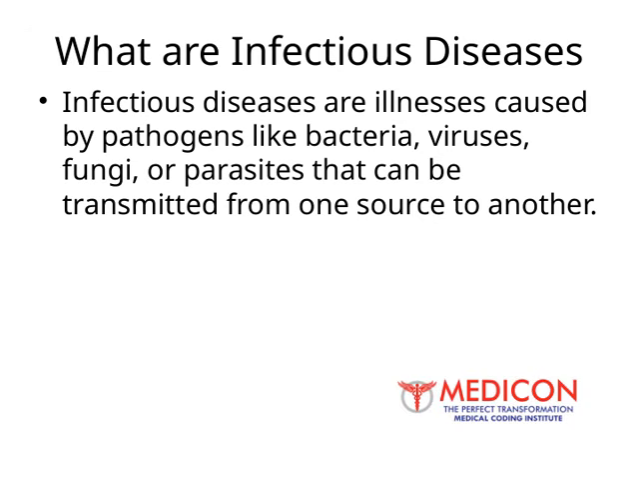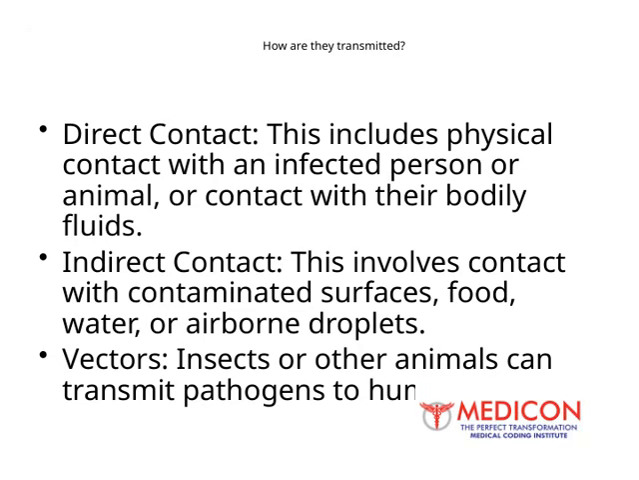Throughout this presentation, we'll explore how these pathogens spread and what measures we can take to protect ourselves and others from infection. So let's talk about how these pathogens are transmitted from one host to another. First, there's direct contact. This means physically touching an infected person or animal or coming into contact with their bodily fluids. Think about handshakes, bites, or even contact with blood or saliva. It's a very immediate way for infections to spread.